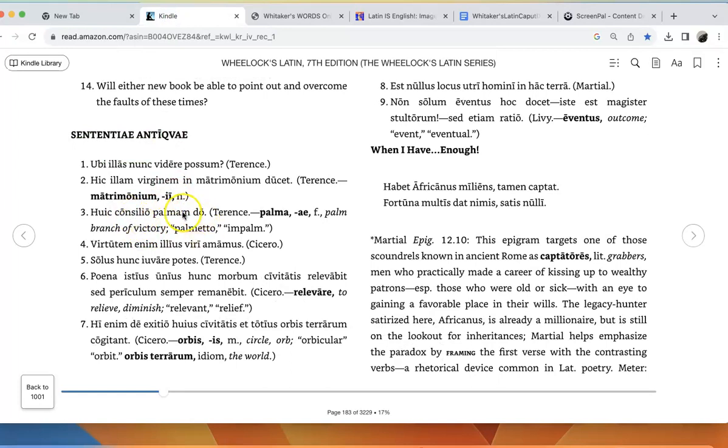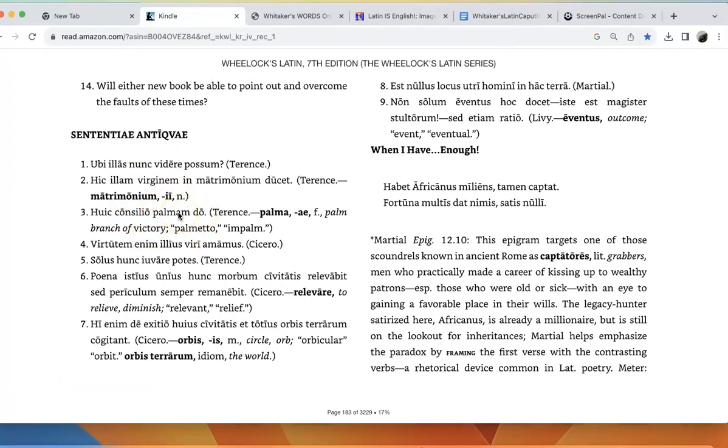All right, so I give, or I am giving, the palm branch of victory to this plan. So literally, to this plan, palm branch of victory I give. So do is do, dare, dedi, datum. This was one of the first verbs you learned in chapter 1.